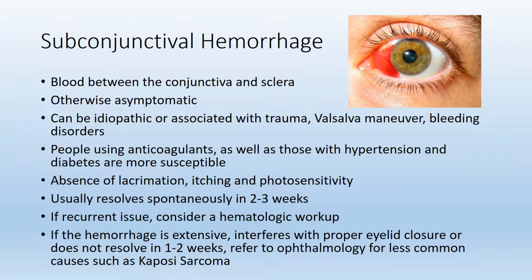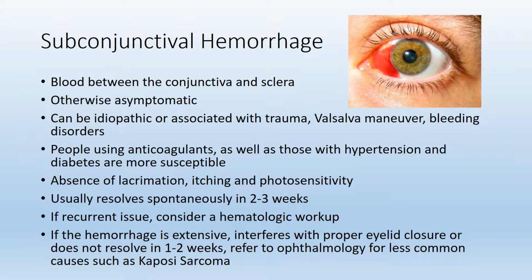Subconjunctival hemorrhaging occurs when there is bleeding between the conjunctiva and the scleral layers of the eyes. It's an otherwise asymptomatic issue and can be idiopathic or associated with trauma, Valsalva maneuver, or a bleeding disorder. People who are on anticoagulants, as well as those who have hypertension or diabetes, are more susceptible to subconjunctival hemorrhages, and there's usually an absence of lacrimation, itching, or photophobia associated with this.